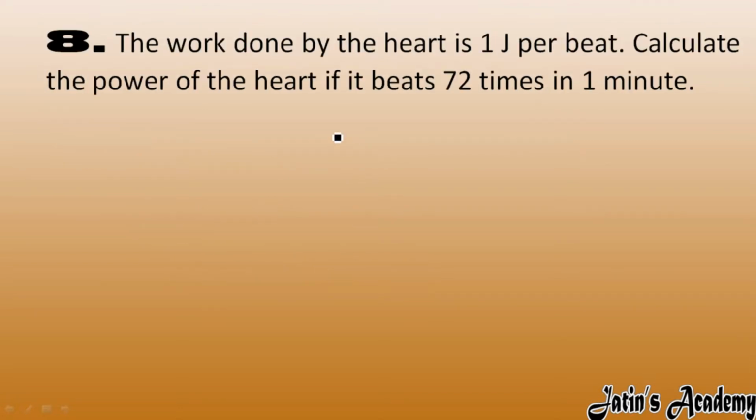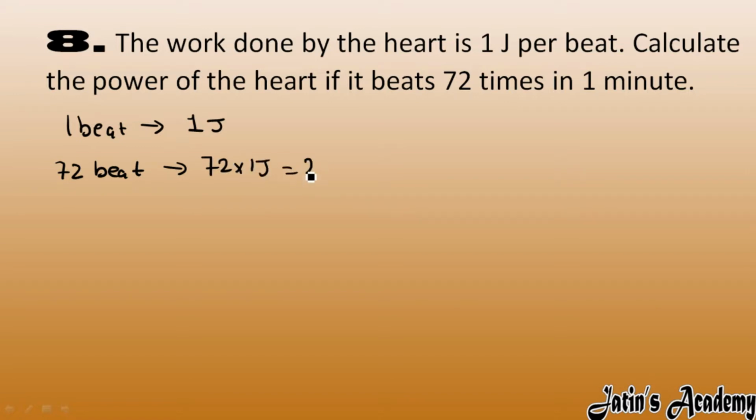Next question we have: work done by a heart is 1 joule per beat. Calculate the power of the heart if it beats 72 times in a minute. So in this case, in one beat the work done by the heart is 1 joule, and we have to calculate the power in 1 minute. In 1 minute it beats 72 times. So in 72 beats how much work is done? That is 72 into 1 joule. So here we got 72 joule. Clear? 72 joule is the work done.